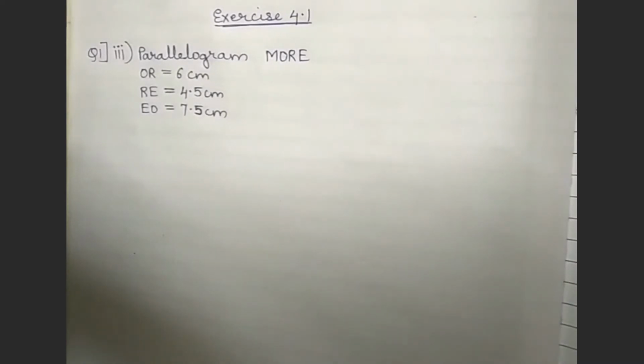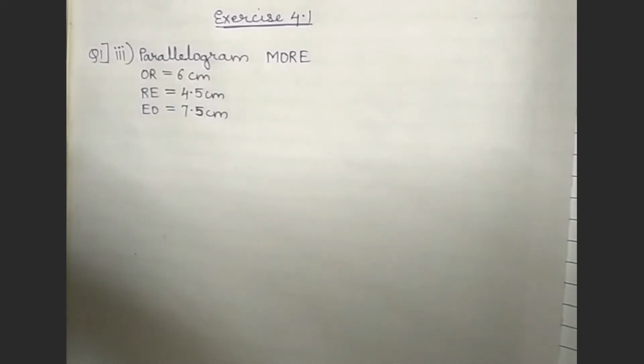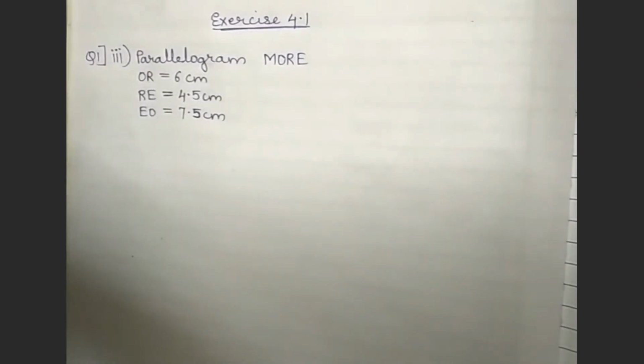Students, now we will begin with the third sub-question of exercise 4.1. So question 3 is parallelogram MORE, and here some measurements are given to us. OR is 6 cm, RE is 4.5 cm, EO is 7.5 cm. So now let us begin with the sum.